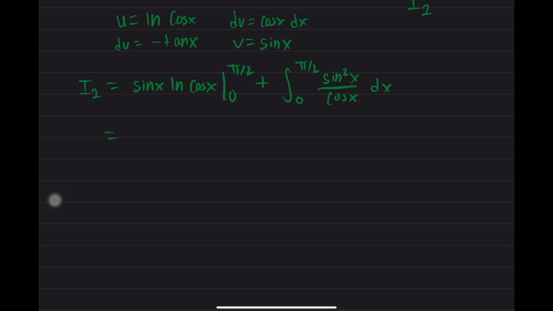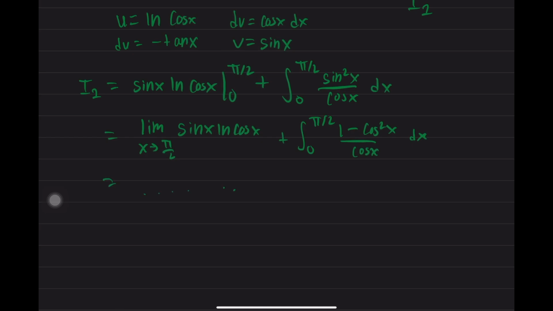We'll have a similar case to before at pi over 2. We just cannot do anything with it, so we'll have the limit as x approaches pi over 2 of sine x ln of cosine x. At 0, that'll just become 0, since we have ln of 1, which is 0. Now for this integral, we have sine squared x. Sine squared x is the same as 1 minus cosine squared x. So we'll have 1 minus cosine squared x over cosine of x dx.